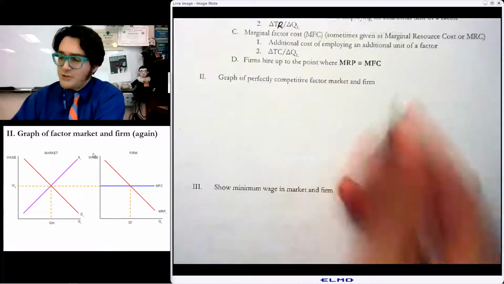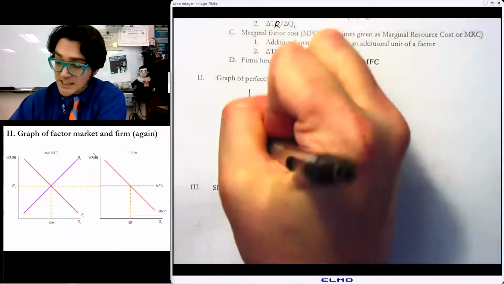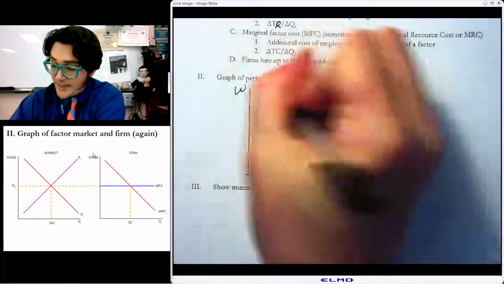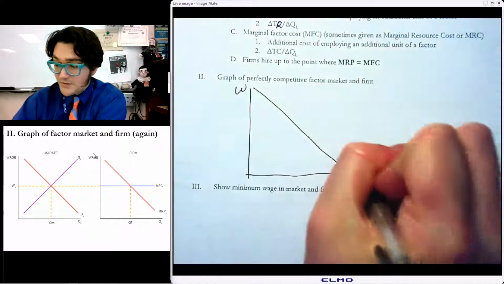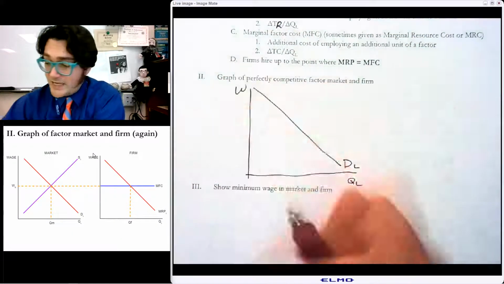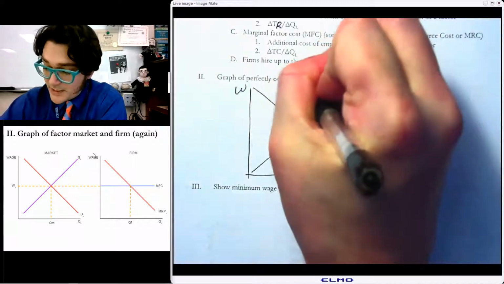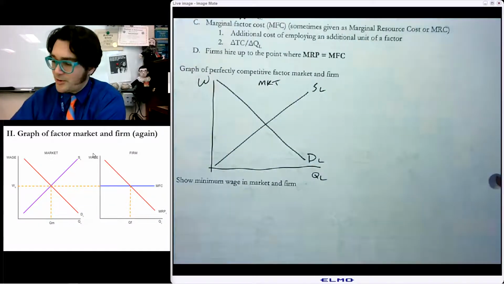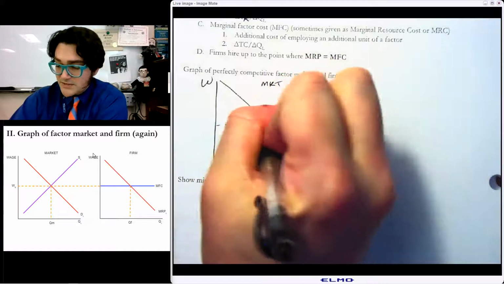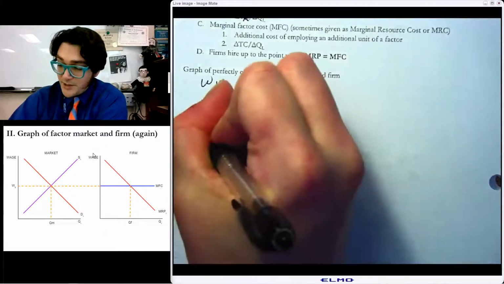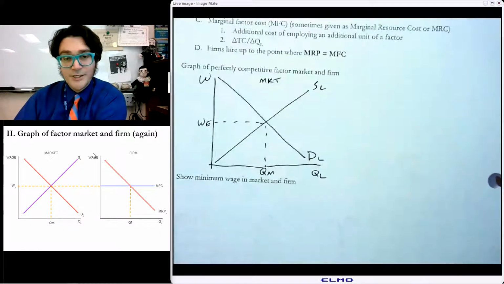So, two graphs side by side. This is actually the same picture we drew once already, but it's good to get in the habit of drawing it, right? You've got demand for labor, quantity of labor, wage, supply of labor. So this is the market, the perfectly competitive labor market. Thousands and thousands of sellers and buyers of labor. And that's the quantity in the market, and that's the equilibrium wage.